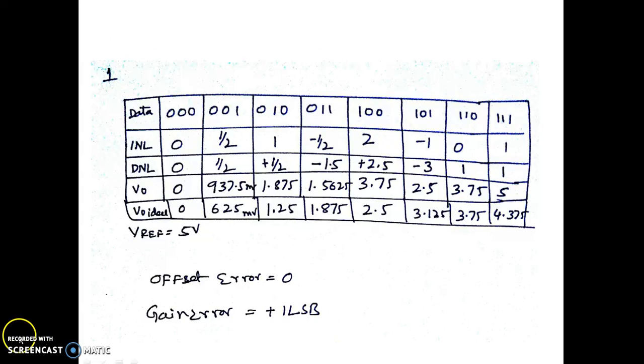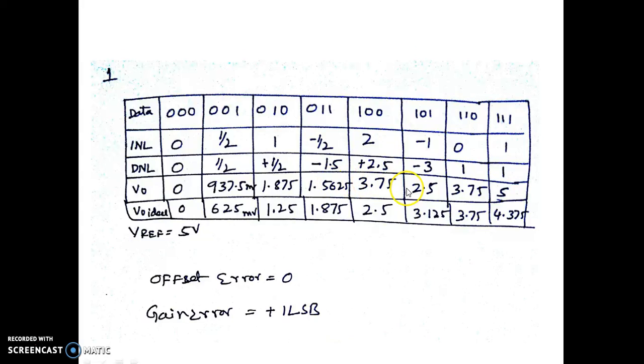This is how we get 937.5 millivolts. Similarly, for the combination 0, 1, 0, the INL is 1, so the ideal output voltage is 1.25 volts. Since the actual output voltage is 1 LSB above, to this ideal voltage I add 1 LSB, that is 625 millivolts, so 1.25 volts plus 625 millivolts is 1.875 volts. This is the actual output voltage, which is above the desired one by 1 LSB.